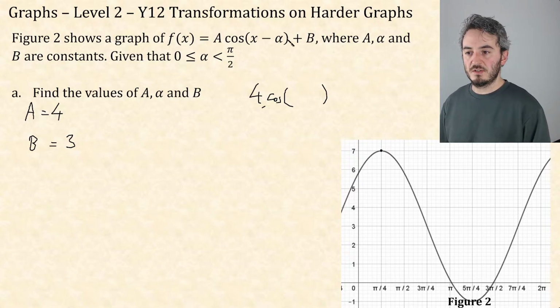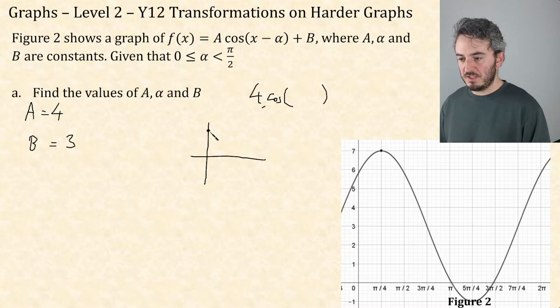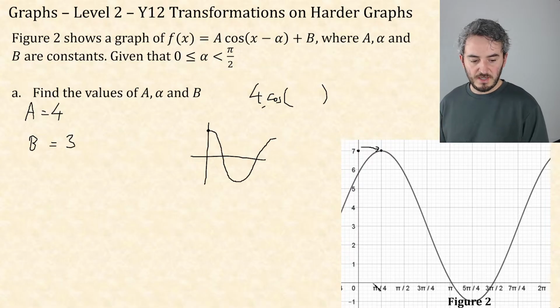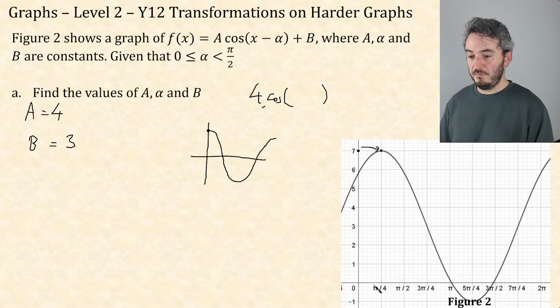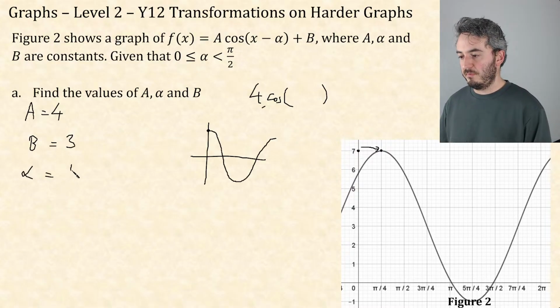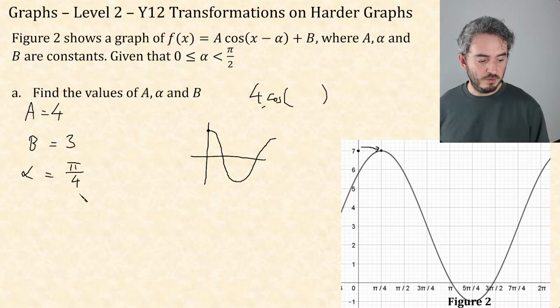Finally, I can look at this translation here, and I can think that cos normally starts at its highest point, goes down and up, but our highest point was shifted along a bit. It wasn't here, it was there. So that's a translation of pi over 4. So that tells me that alpha must just be pi over 4, and the minus was already there, which means it is a translation to the right.